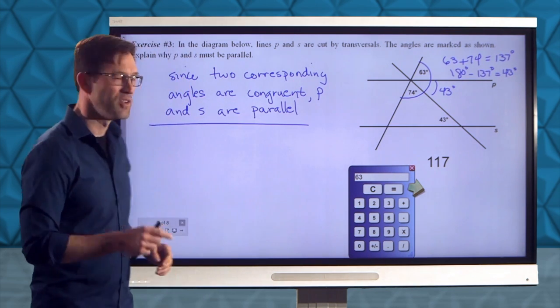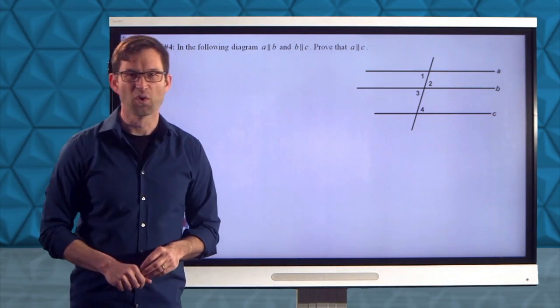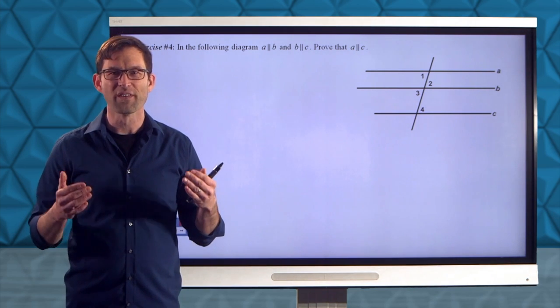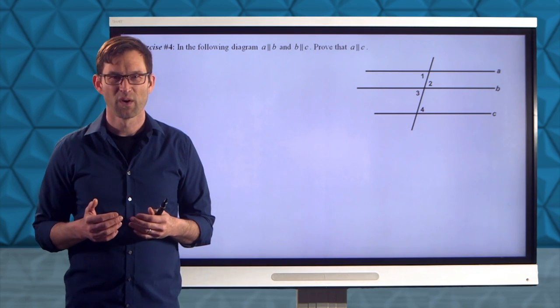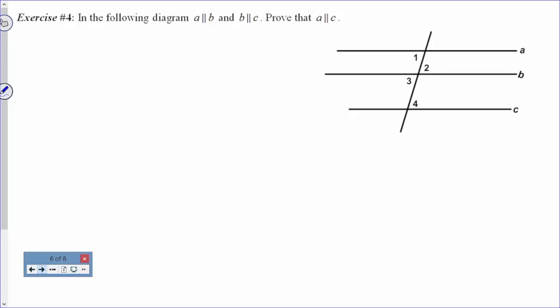Okay, let's keep going and use those facts now. All right, this is cool. Now, we're going to combine those facts all in this one simple proof. Okay, let's take a look at it. Exercise number 4. In the following diagram, A is parallel to B, and B is parallel to C. Prove that A must be parallel to C.